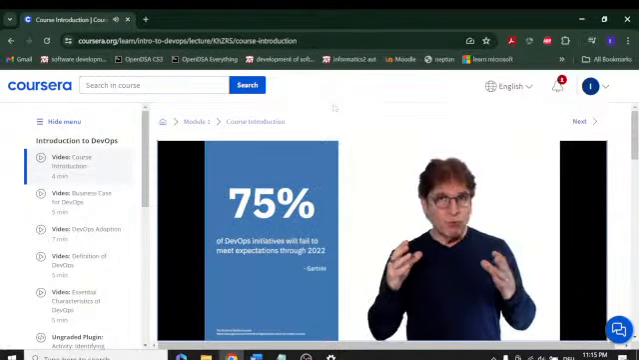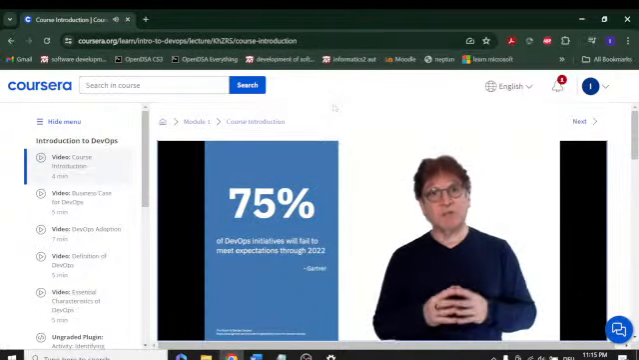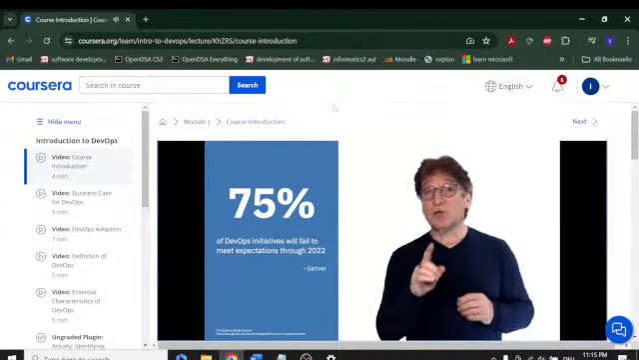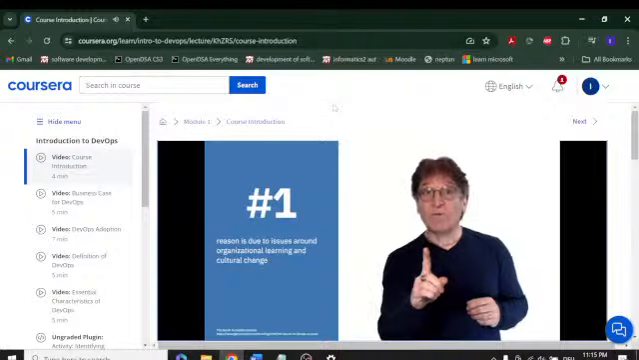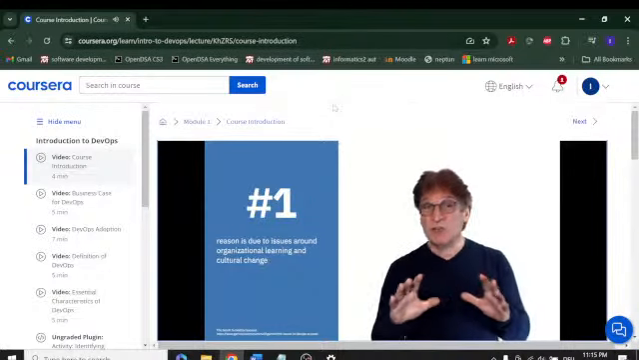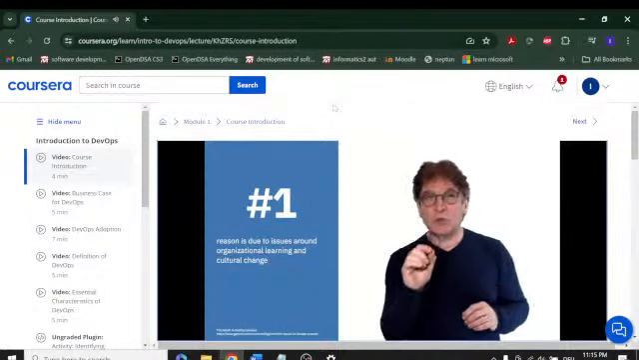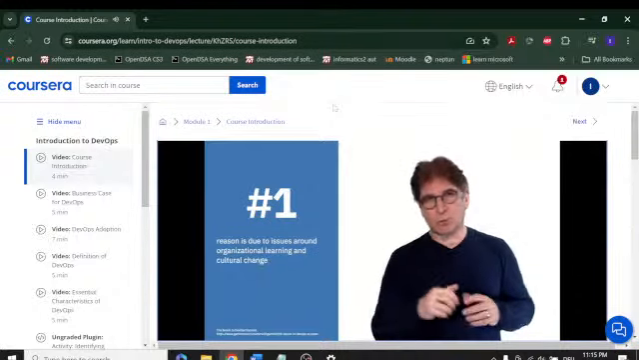Gartner predicts that through 2022, 75% of DevOps initiatives will fail to meet expectations due to issues around organizational learning and change. I can't stress enough, the number one reason for failing to meet expectations is not around skills, it's not around tools, but due to issues around organizational learning and cultural change.